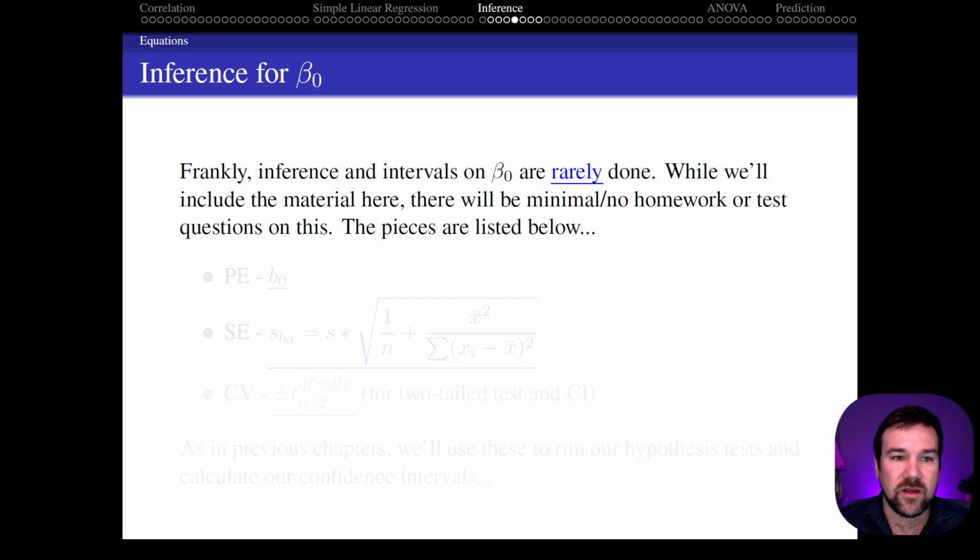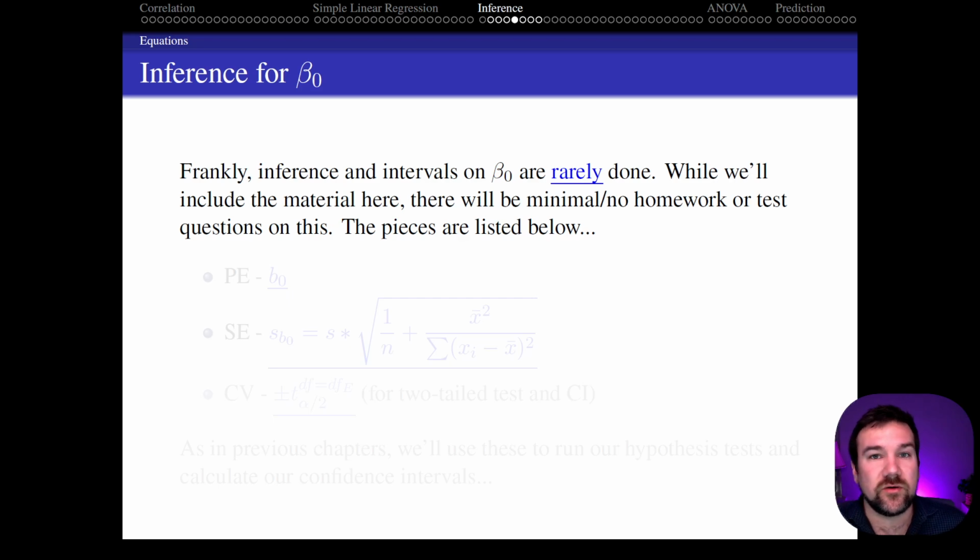All right, so let's talk about the intercept first. It's worth knowing that the inference and intervals on the intercept are rarely done. And so I'm going to include it here, but just realize that there's not going to be a ton on this. And it's because we typically don't worry too much about this. Mostly people are interested in the relationship between x and y, and what the value of y is when x is 0 is usually not a particularly, it's not that it's not interesting or potentially useful, it's just not a question that a lot of people chase after.